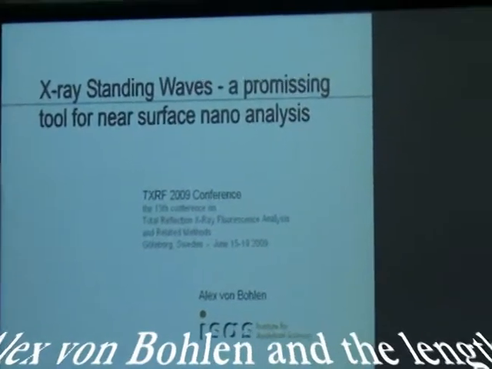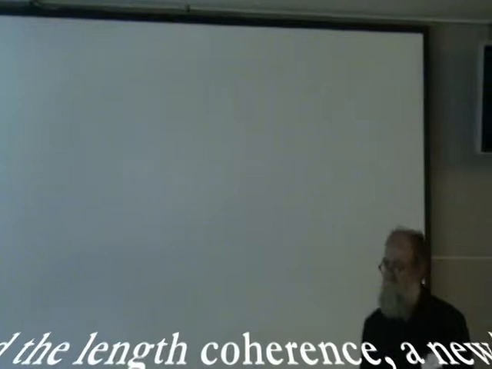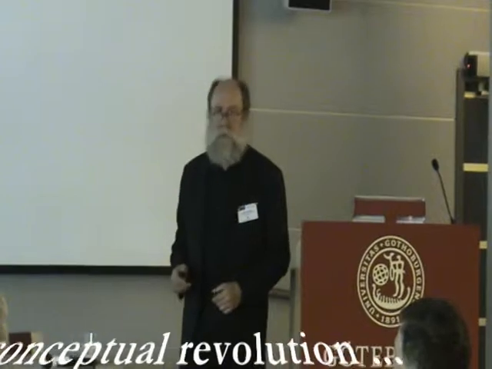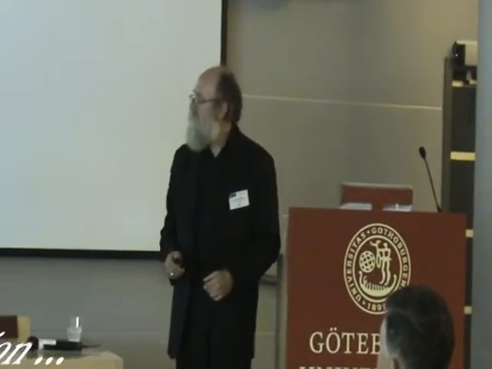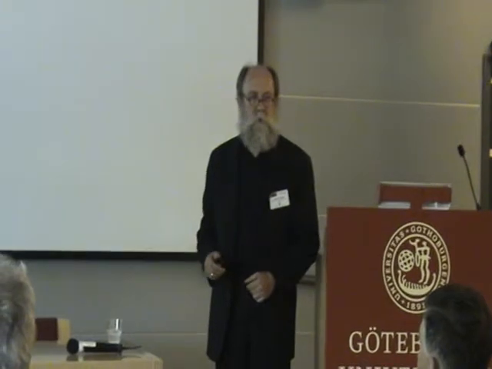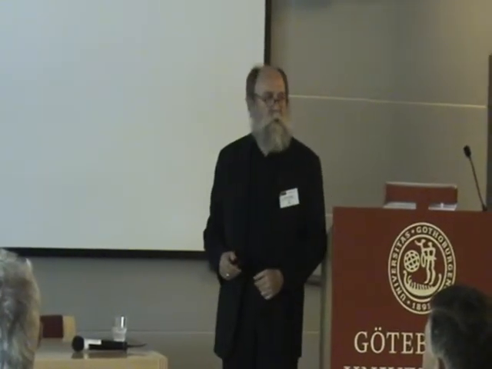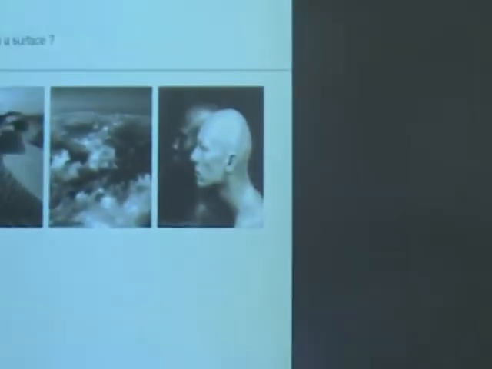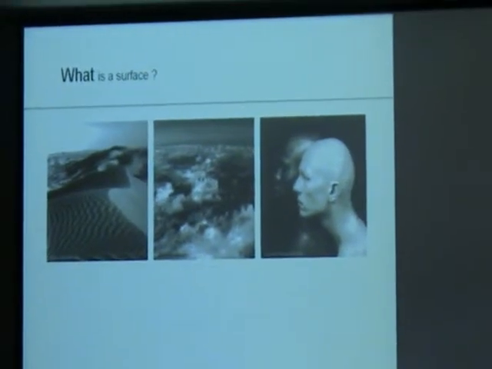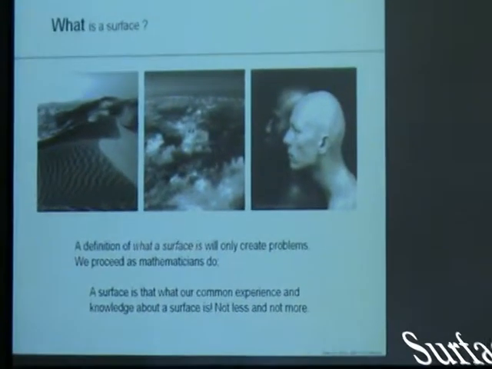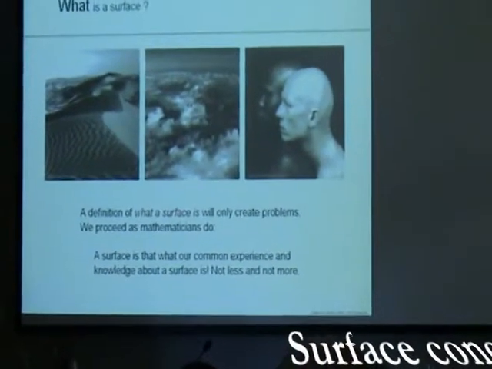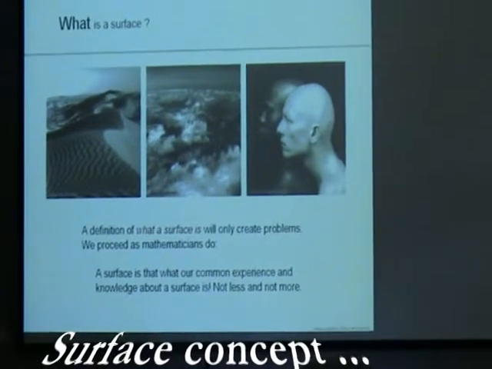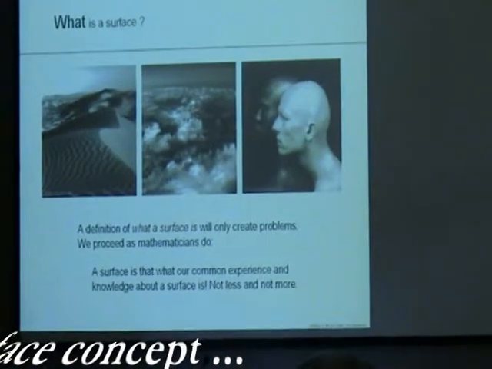I would like to start with the first question: what is the surface? For example, here the surface of our planet, or clouds, they also have a surface, or our skin. How to combine these three things with our idea of surface? It is nearly impossible to get a definition, so we proceed as mathematicians do, and we say that the surface is our common knowledge about the surface, and we don't care about it because every definition will cause problems.